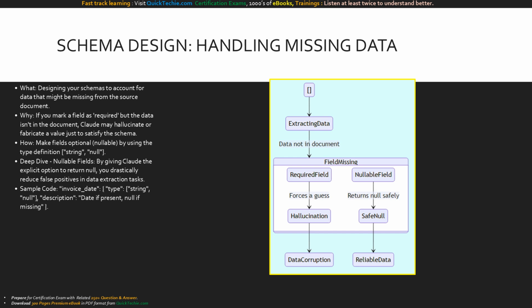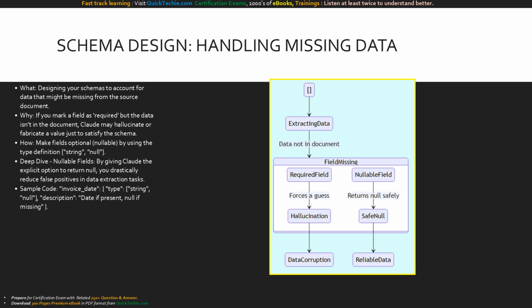To prevent this hallucination trap, you must design your schema with optional or nullable fields. By defining the field type as an array containing string and null, you give Claude a safe escape hatch. If the data is missing, Claude confidently returns null instead of guessing, drastically improving the reliability of your extraction pipeline.